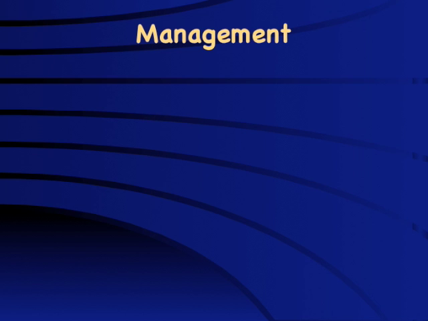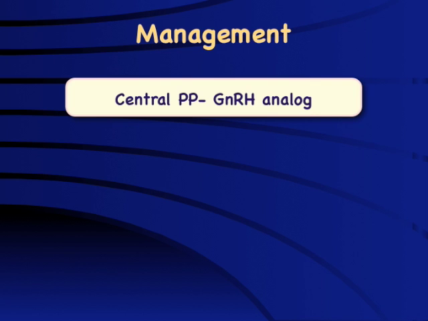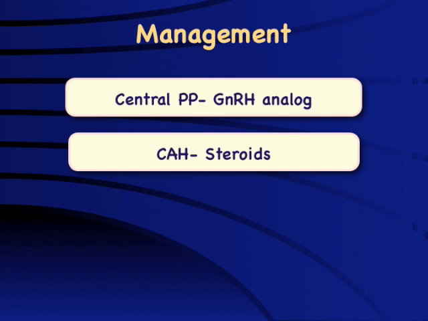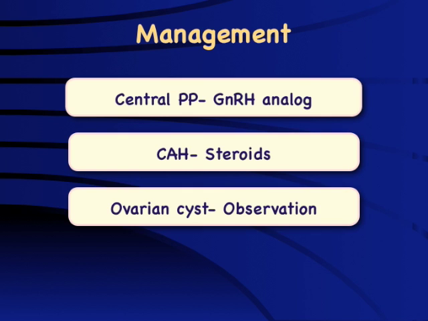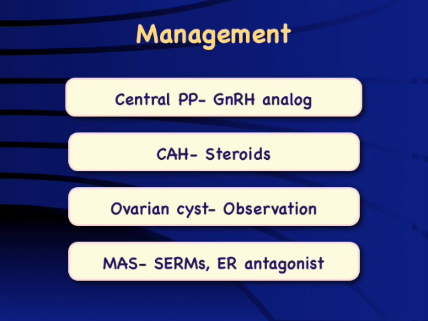Coming on to the management, it will depend upon the type of precocious puberty. In central precocious puberty, if there is advancement of bone age, compromised adult height, GnRH analogs are quite effective in terms of response. For congenital adrenal hyperplasia, steroids can be given. Ovarian cysts typically do not require any specific surgery unless there are complex ovarian cysts or there is a chance of torsion. McCune-Albright syndrome is a complicated situation, difficult to treat.